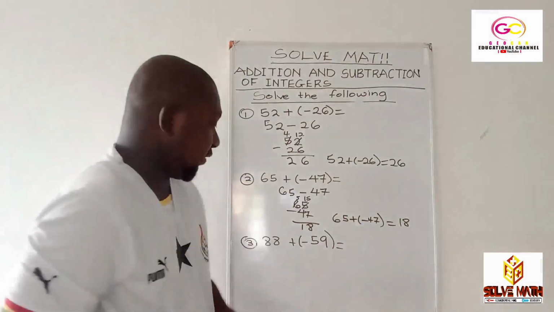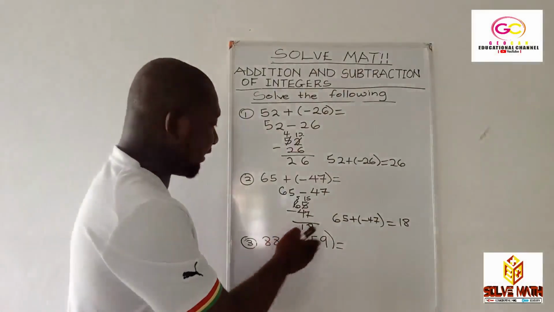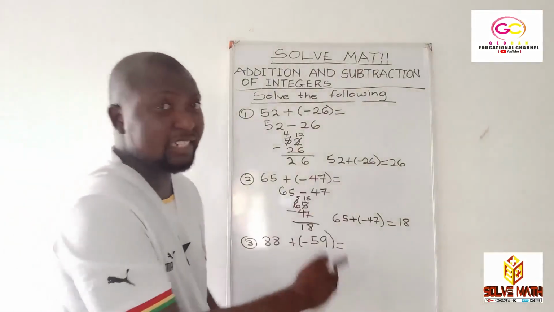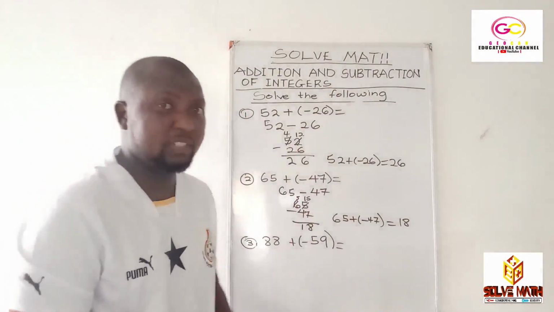Good. I will leave question 3 for you. That is 88 plus negative 59. It's easy. Just follow the same steps and solve it in your various homes.